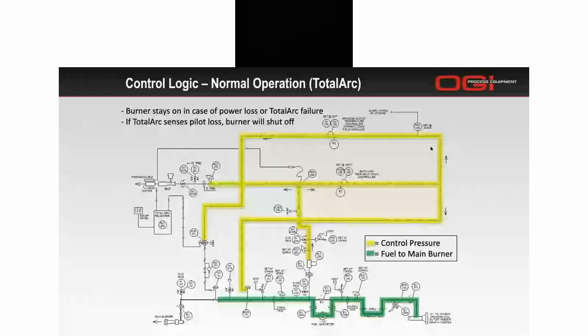However, while it's operating, it's sensing the pilot all the time. It has a sensor on the end of the pilot. If it senses that there's no flame there, it'll shut off the burner. The way it does that is through the solenoid, that SVP 101. If you recall, that's the one that's mounted in the side of the Total Arc relighter. So we turn off that valve, and now we've turned off the gas to the temperature control valve, therefore stopping gas from getting to the main burner.